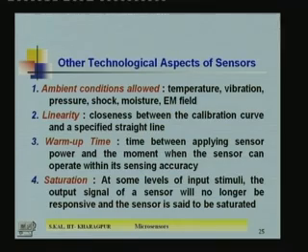Whether those parameters affect your sensors or not, that you have to see. Another is the linearity: closeness between the calibration curve and a specified straight line, that is the linearity. How close your calibration curve is to a straight line, that is your linearity. Some sensors show linear performance, some do not. So you have to know, from their physical principle and property, which sensor behaves linearly and which does not.